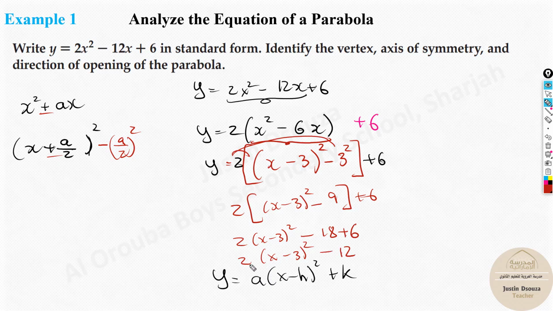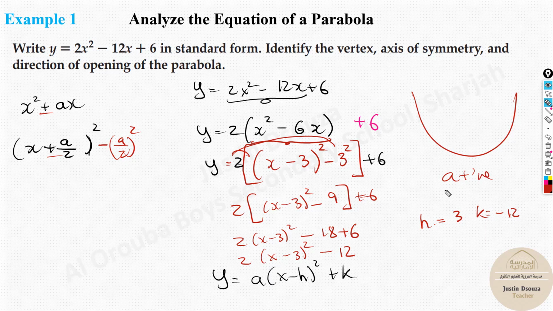Now it is in the standard form. a is 2, x is x, minus over here, that's fine, h whole square minus 12. What is h value? h is equal to not minus 3 because it's already minus 3 in the standard form. So it's 3 and k value is minus 12. This is how we get it in the standard form. Now, what is happening? Is it opening upwards or which direction is it opening? It's positive 2, so it will open upwards. a is positive. So that's why it opens upwards.